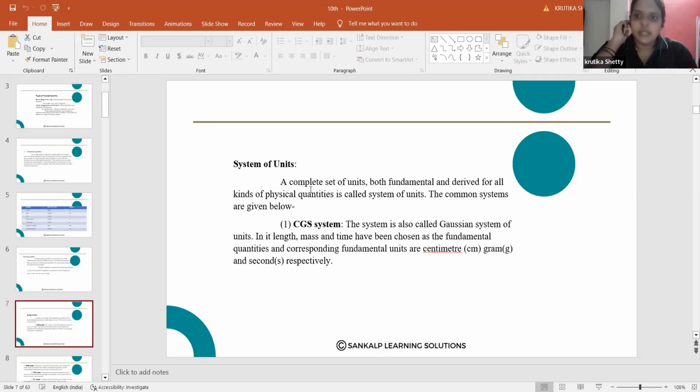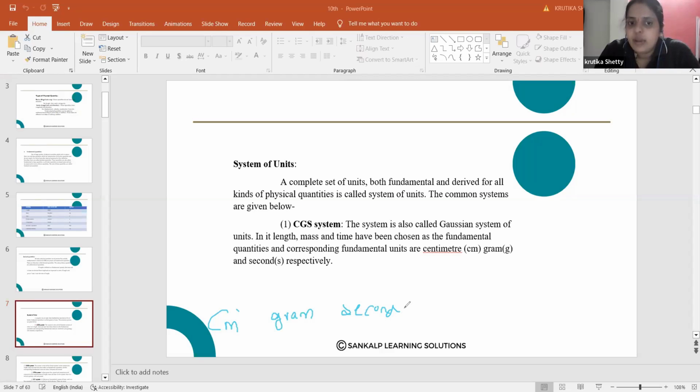In the system of units we basically have 4 systems of units. The first one is the CGS unit. CGS stands for C for centimeter, G for gram, and S for second.